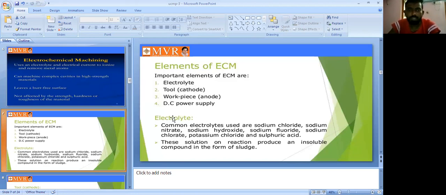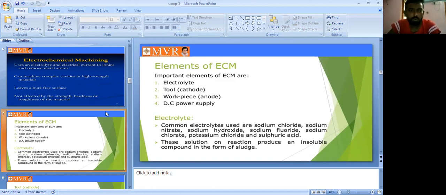First we will discuss the electrolyte. The common electrolytes are sodium chloride, sodium nitrate, sodium hydroxide, sodium fluoride, potassium chloride, and sulfuric acid. These solutions react and produce an insoluble compound in the form of sludge. That is why we use these chemicals as the electrolyte.